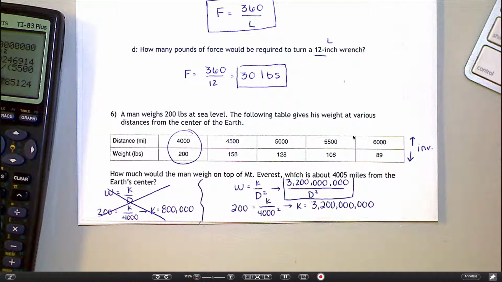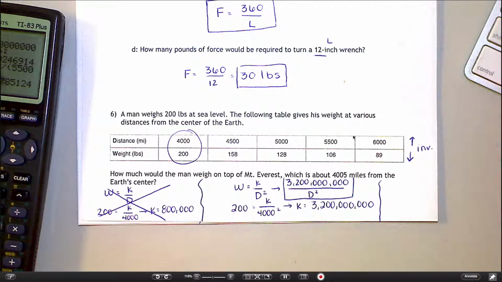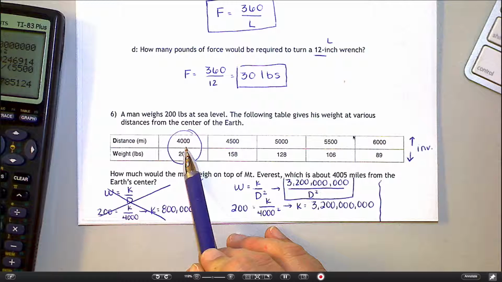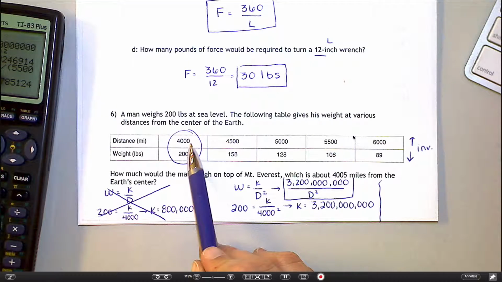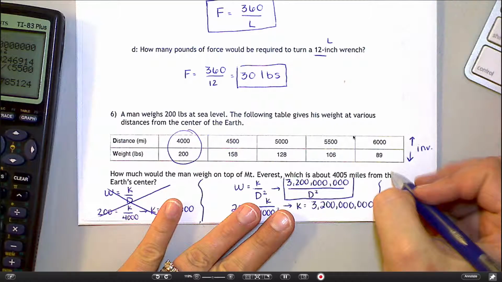And that still doesn't answer our question. Our question is, I'm going to squeeze this in at the end. I don't think I thought about how much space this one would take when I put it on the paper here. How much would he weigh if he was 4,005 miles from the surface? Which really, when he's 4,000 miles from the surface, this is how much he weighs. So 4,005 is going to be just a little bit past this, which means it's going to be a little bit less than 200. So we have an idea of whether our answer is right or not.